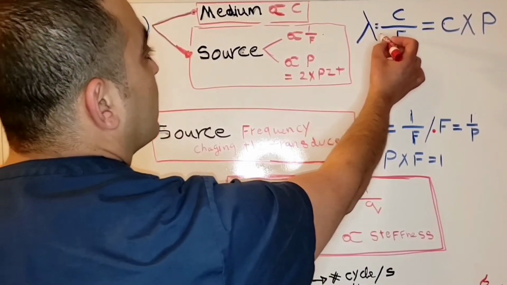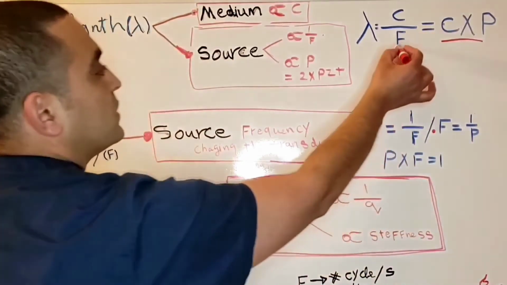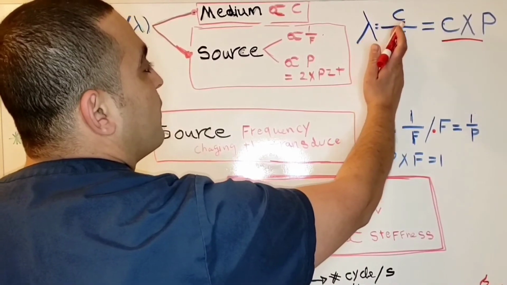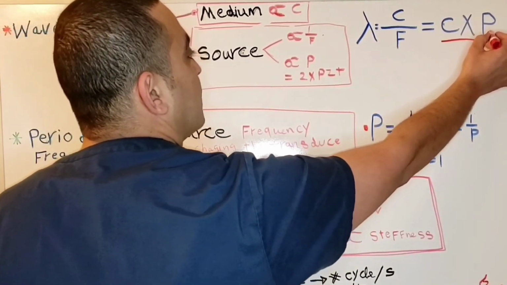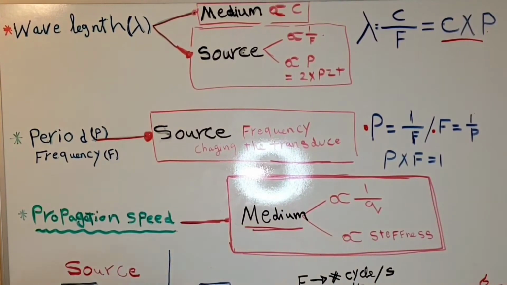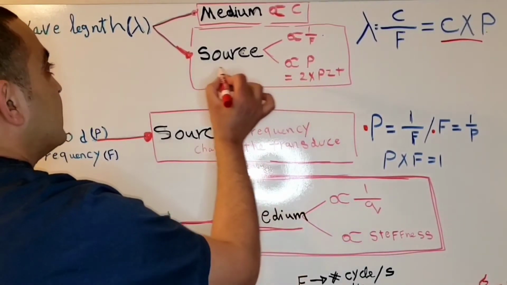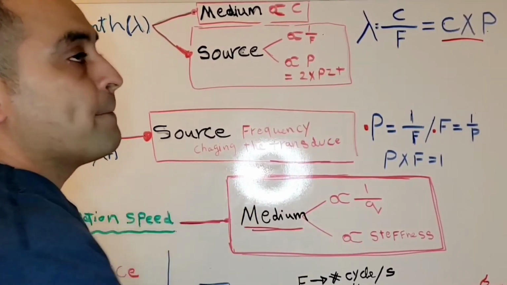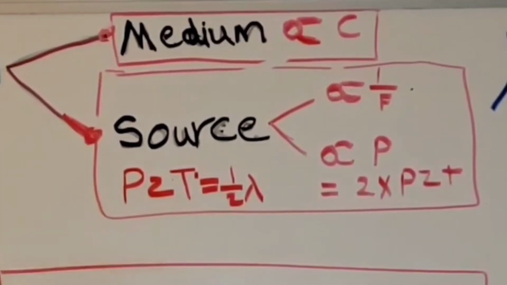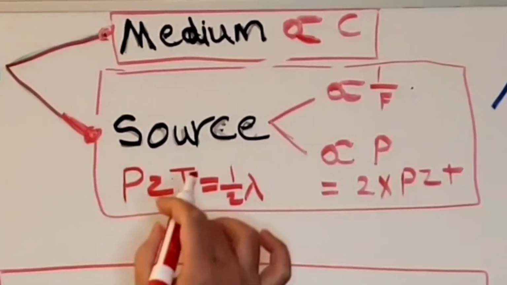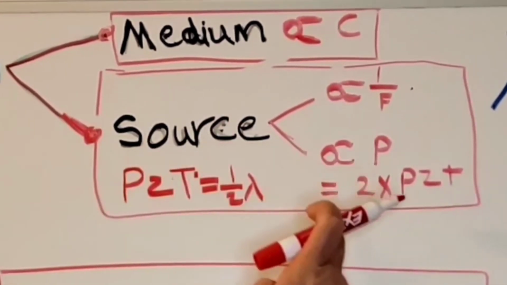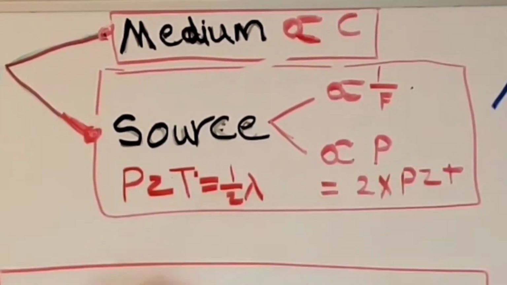This equation is the same as this equation. Why? Because the frequency is reciprocally related to the period. So if we take the frequency from here, we can put the period here. Also, the wavelength depends on the source in another way. How? Because we know that the active element thickness, or BZT, is equal to half the wavelength. So the wavelength will equal twice the BZT.